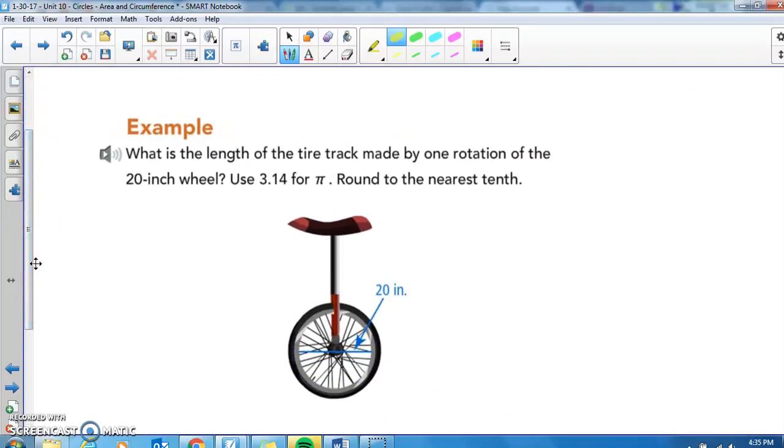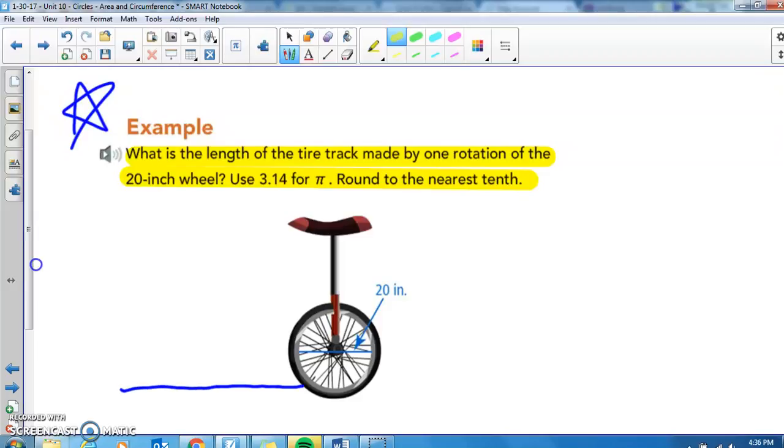All right. This is a problem that students often have a hard time with, so please pay special attention to it. I do want you to copy this entire problem down because it's so important for the test. It says, what is the length of the tire track made by one rotation of the 20-inch wheel? If this is your wheel, we want to know how long a track it would make as the wheel spins one whole time. Imagine the wheel spinning; it's going to travel a certain distance. That's what we want to know.